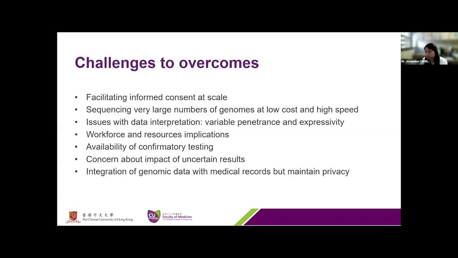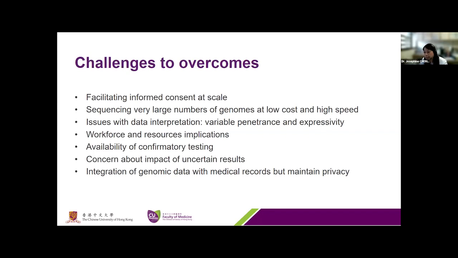Sometimes we may identify pathogenic variants, but those variants may have a variable penetrance within the family or between families. So in that case, it's also a challenge to counsel the parents or the family about the future prognosis in those cases. And I've mentioned the workforce and also the resource implications and also the availability of confirmatory testing. There are more than a few thousand types of genetic disorders. I'm quite sure some of them may not have confirmatory testing.